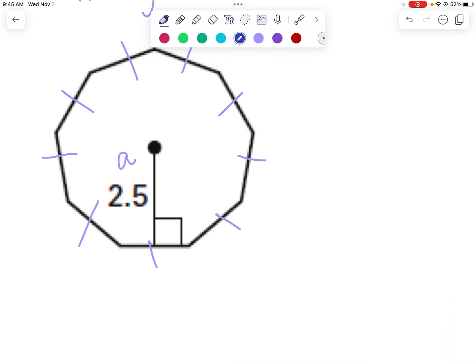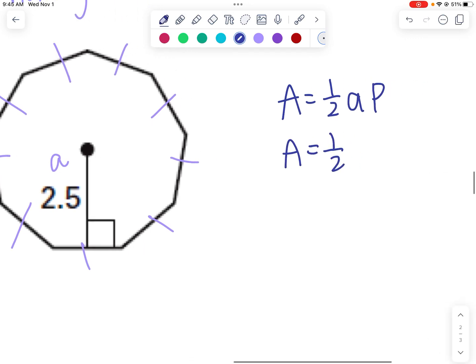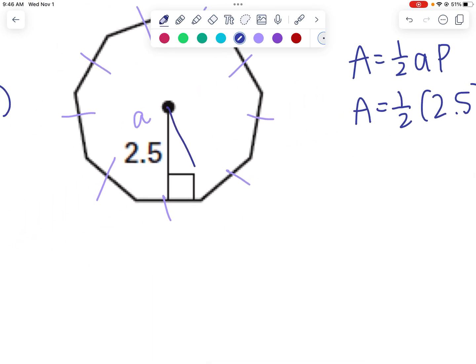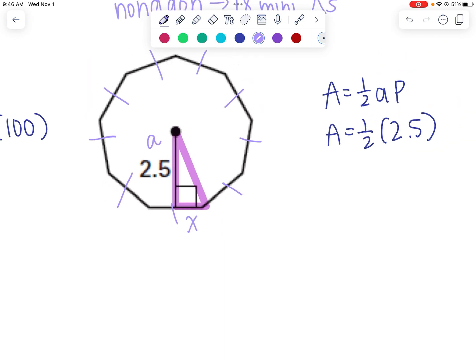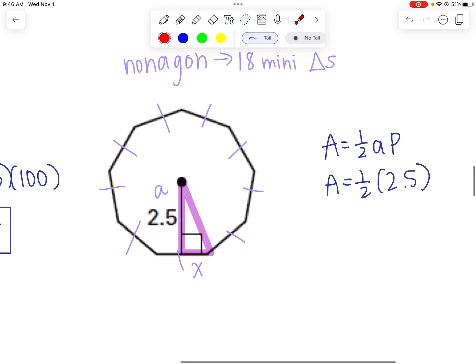So taking a look at this one, I know the apothem. The apothem is 2.5. What I don't have is the perimeter. So I'm going to create that mini triangle again. I'm going to find that angle, and that angle is going to help me get this x down here. And that's going to help me find the side, which will lead to the perimeter. So in order for me to do trig, I can't do Pythagorean theorem. Maybe it's a special right triangle, but I need to figure out what's this angle right up here.